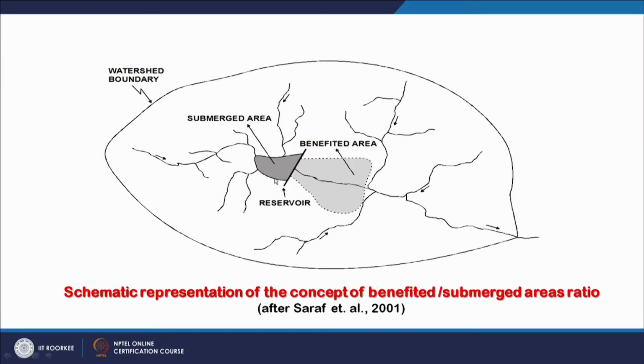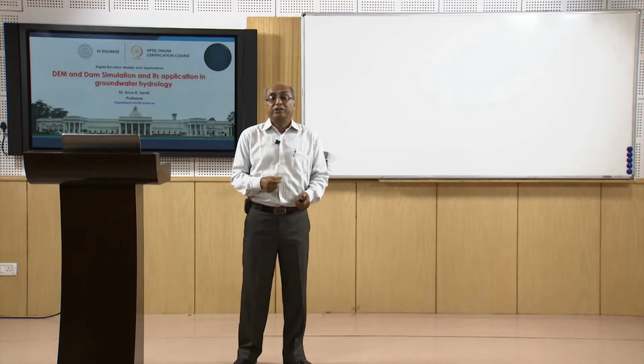So if we want to derive some index or indices, as I have been mentioning, upstream of this reservoir, from the DEM, we can call the submerged area, and downstream of this reservoir, which we can delineate based on the growth of vegetation, we can call the benefit area. And we can create a ratio between benefit area and submerged area, and can predict what would happen if a reservoir is constructed in that particular area.